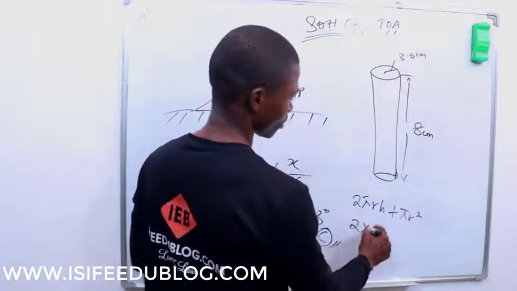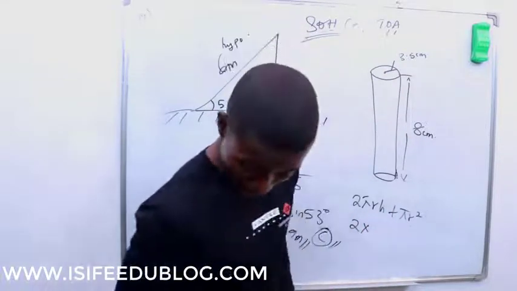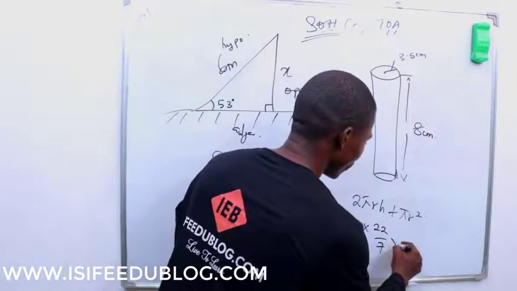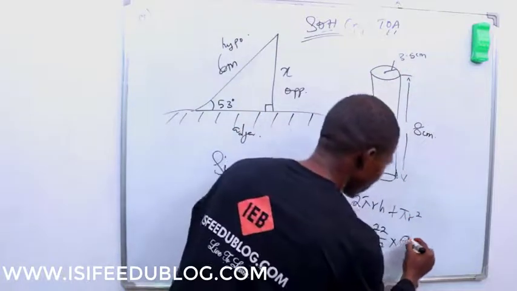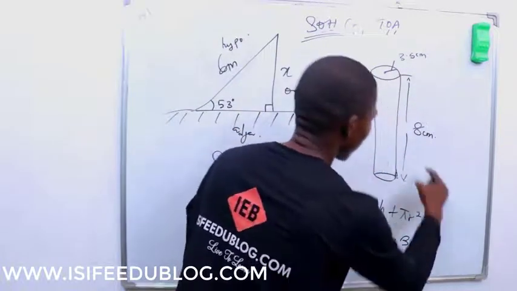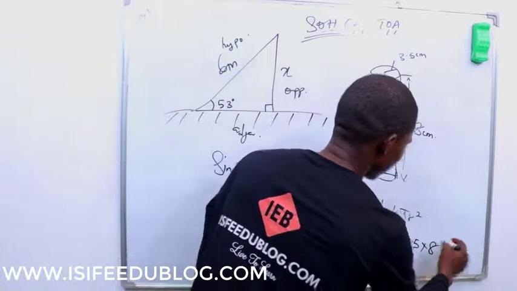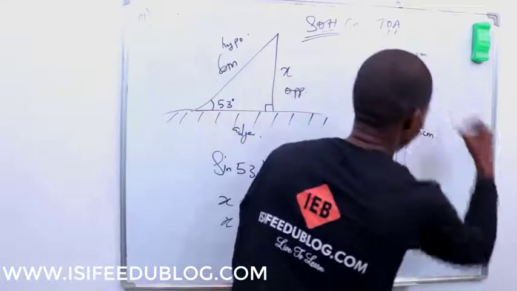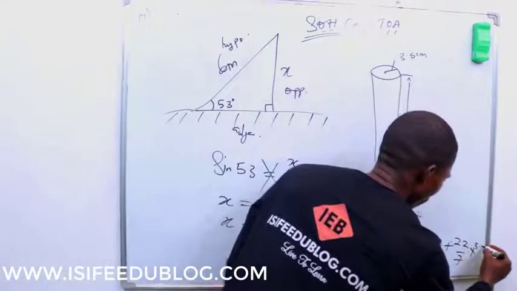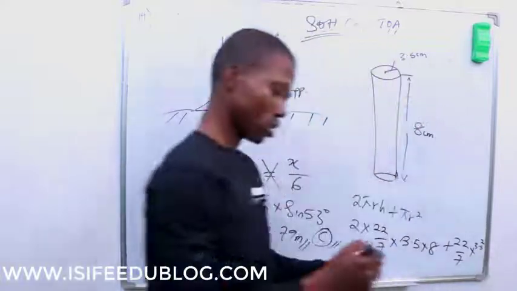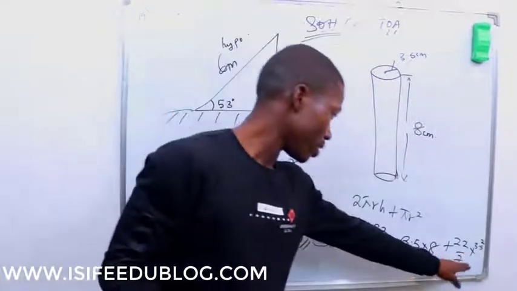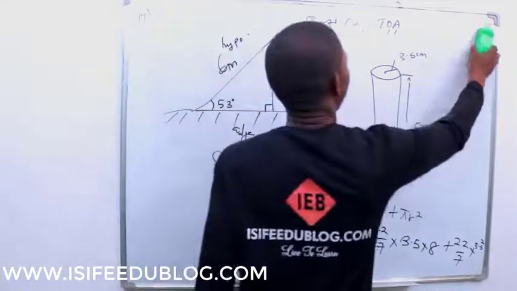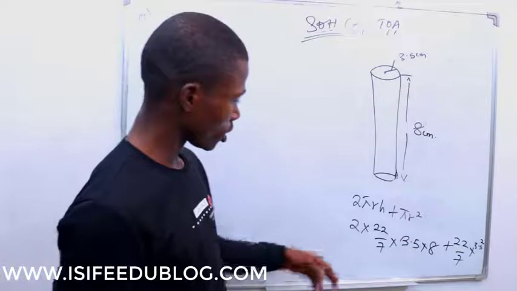This is 2 times pi. They give us our pi. They say that pi is 22 over 7. 22 over 7 times our radius is 3.5 times our height is 8, plus our pi is 22 over 7 times our radius is 3.5 squared. Okay, that's the formula. All you need is press this one, write your answer. Okay, let's go ahead and finish our solving here.